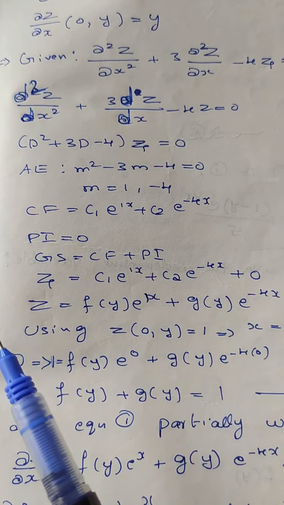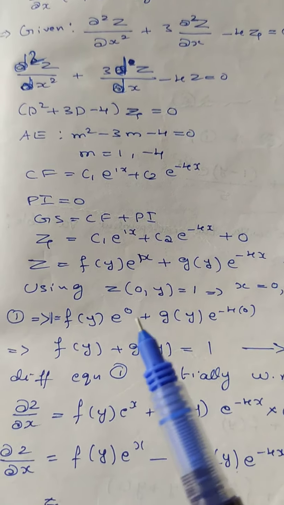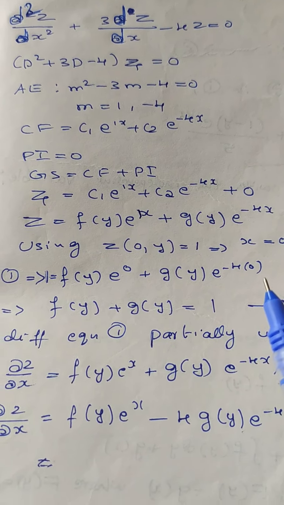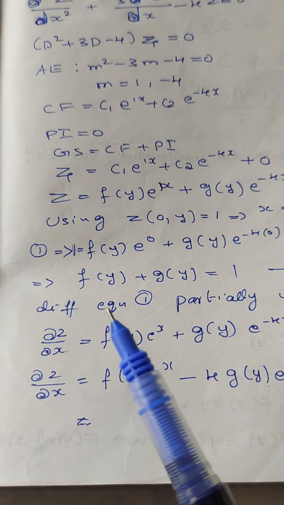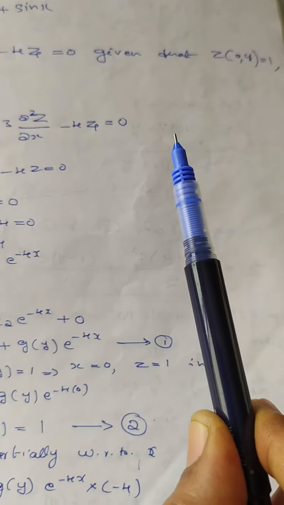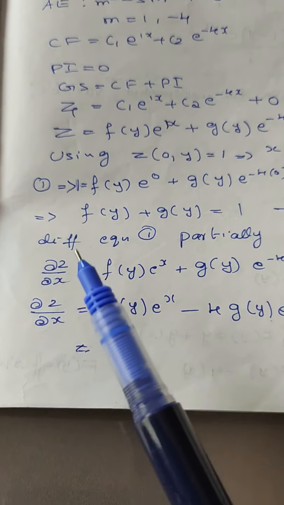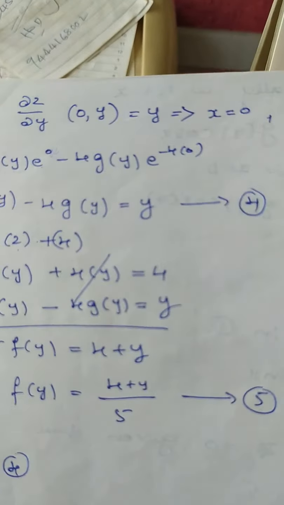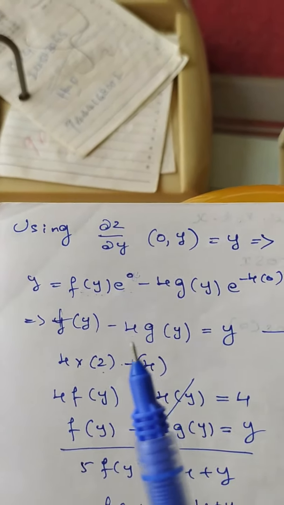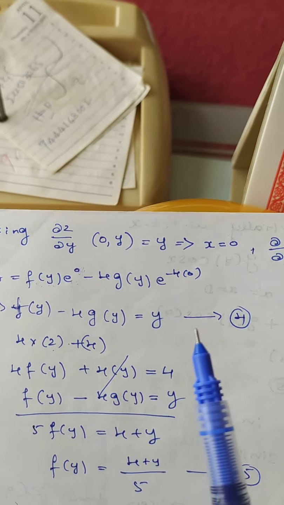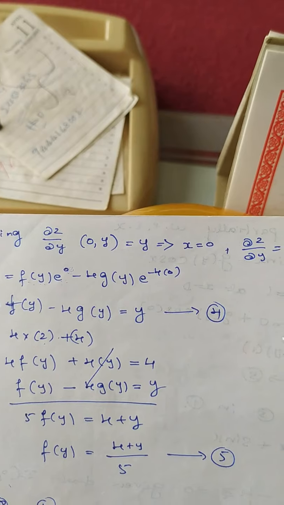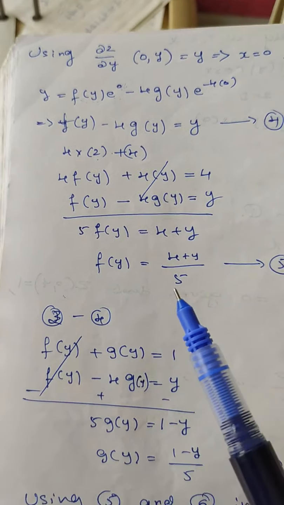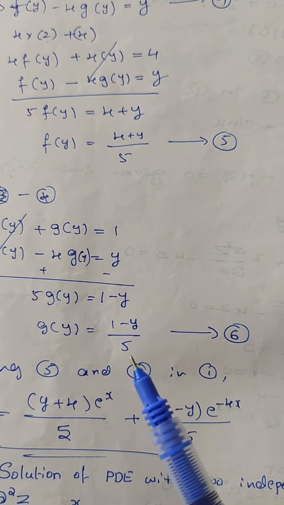Now, by applying the first condition, substitute and simplify, we get f of y plus g of y is equal to 1. To apply the second condition, we have to differentiate with respect to what? Differentiate with respect to x partially. Differentiate it and apply the second condition. Then we get one more equation, that is f of y minus 4g of y is equal to y. By simplifying the first and second equations, we get f of y is 4 plus y by 5 and g of y is 1 minus y by 5.